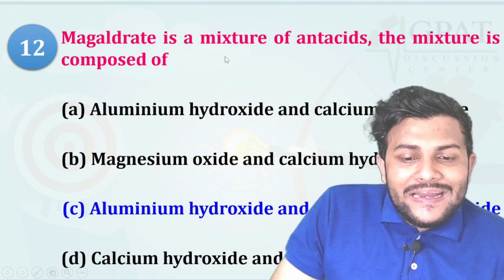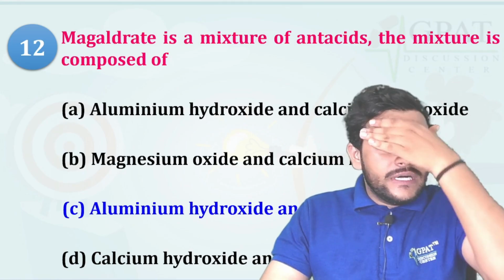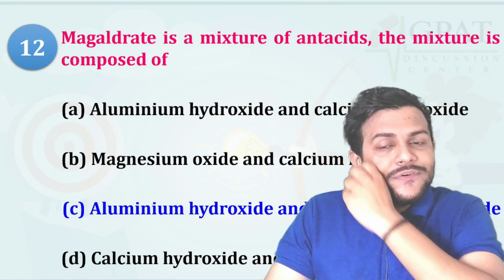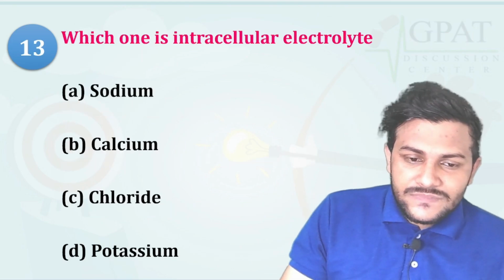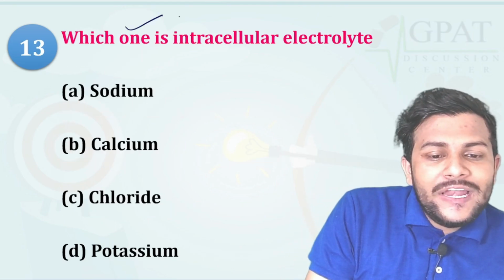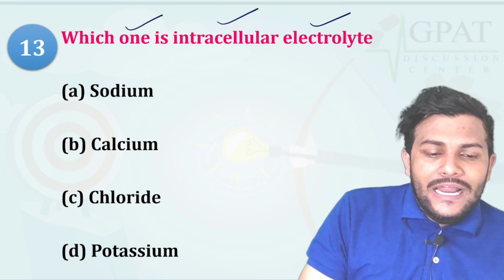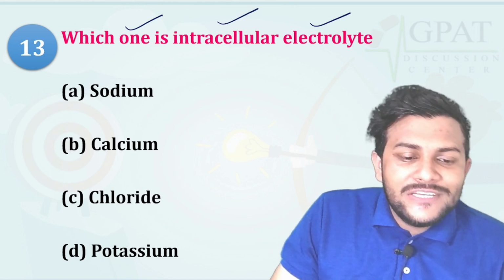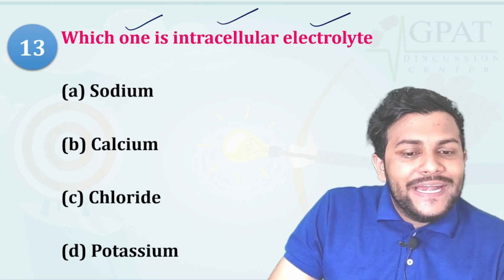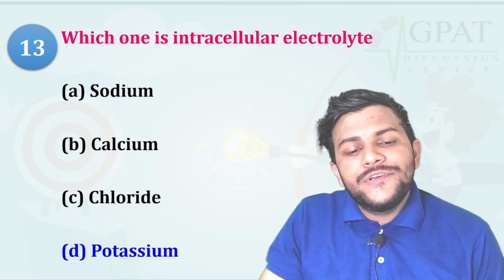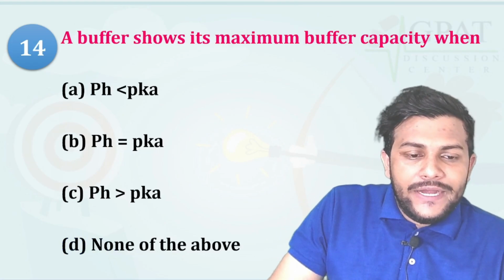So Megaldrate is a combination of aluminum hydroxide and magnesium hydroxide. Next, which one is an intracellular electrolyte? The options are sodium, calcium, chloride and potassium. So potassium is the intracellular electrolyte.